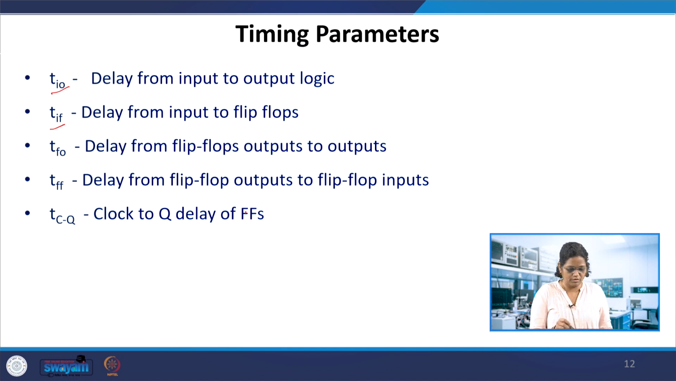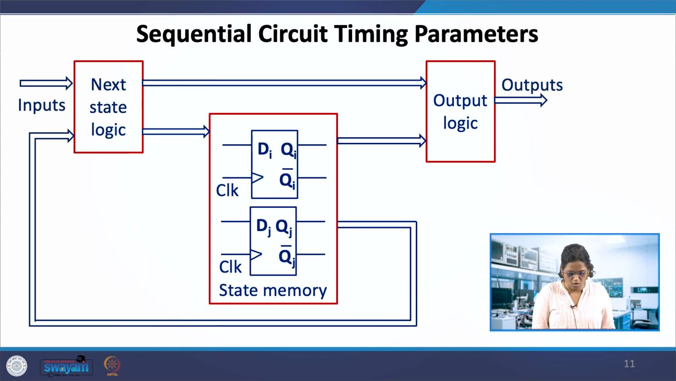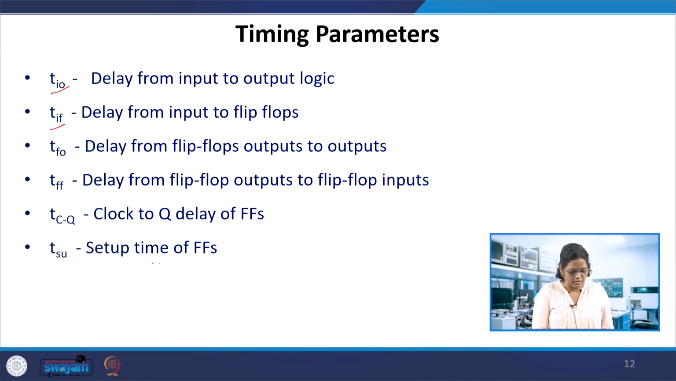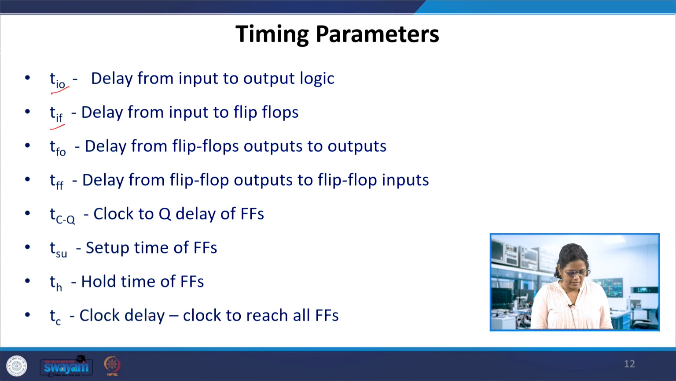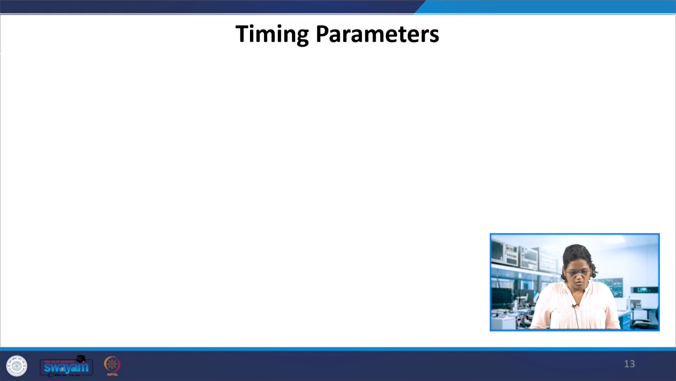Also clock to Q delays of flip flops. Here we see clock to Q delays, the propagation delay; each flip flop can have a clock to Q delay, and also the setup time. Whenever there are flip flops and latches, setup time is involved, and hold time also. Clock delay is the time for the clock to reach all flip flops. There will be a global clock that should reach each flip flop, so there may be a delay between them. The clock delay is the time between the global clock and the clock obtained by each flip flop. So that is clock delay.